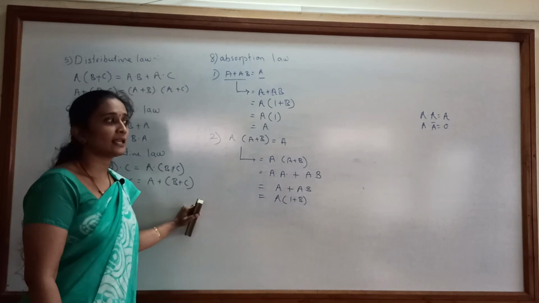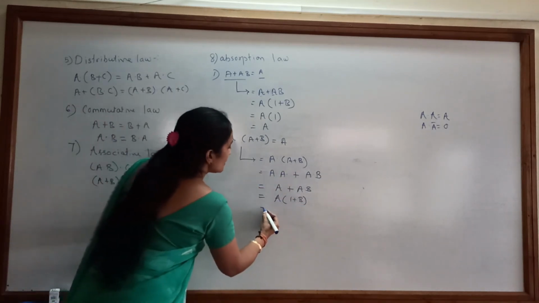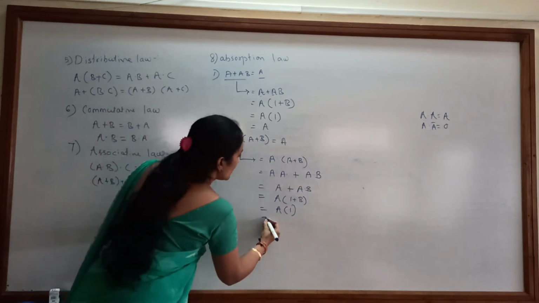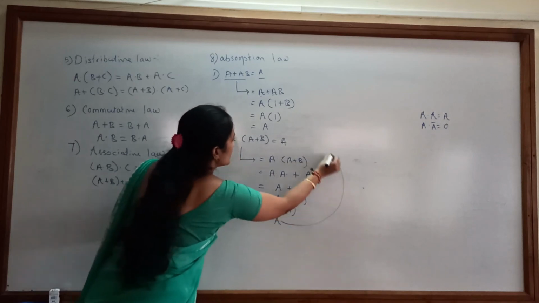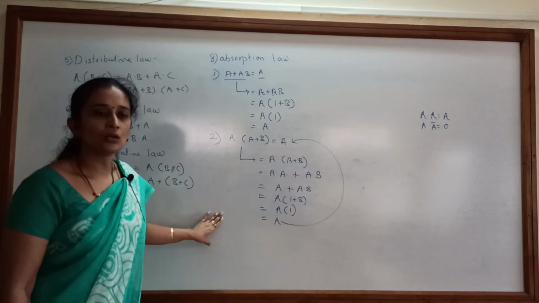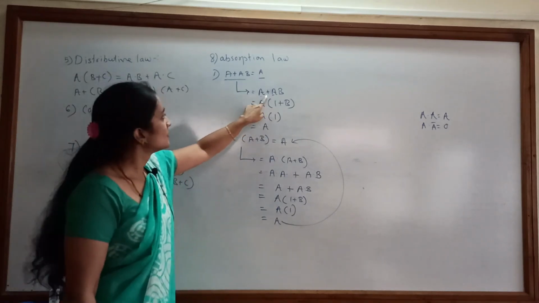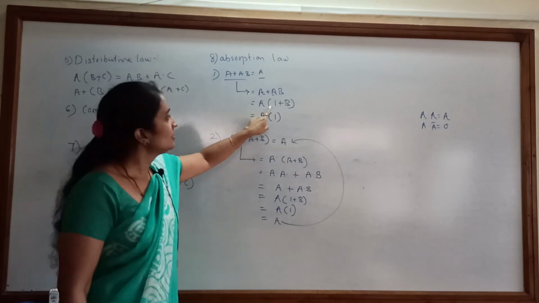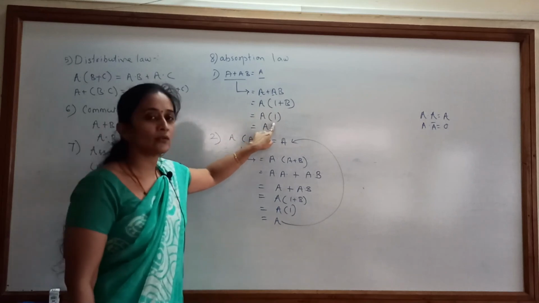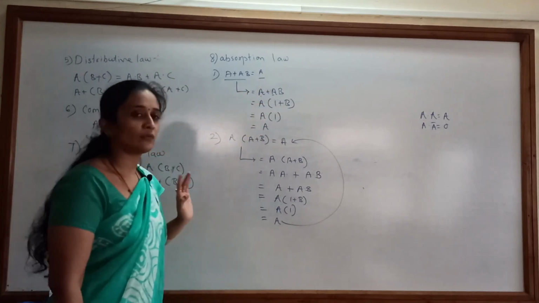Again, we are getting the same. If we add number 1 to any number, answer will be 1. Therefore, answer will be A, which is nothing but RHS. This is absorption law. To prove this, take LHS. A will be common, remaining is 1 plus B. If we add any number, answer will be 1. Therefore, we are getting RHS. Same procedure will be here.